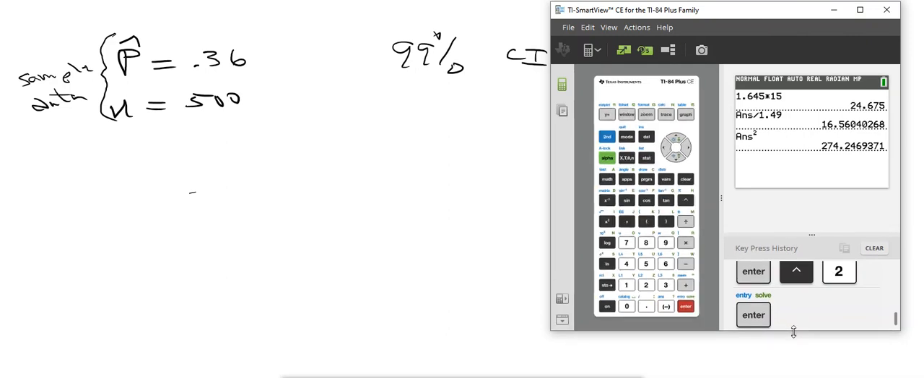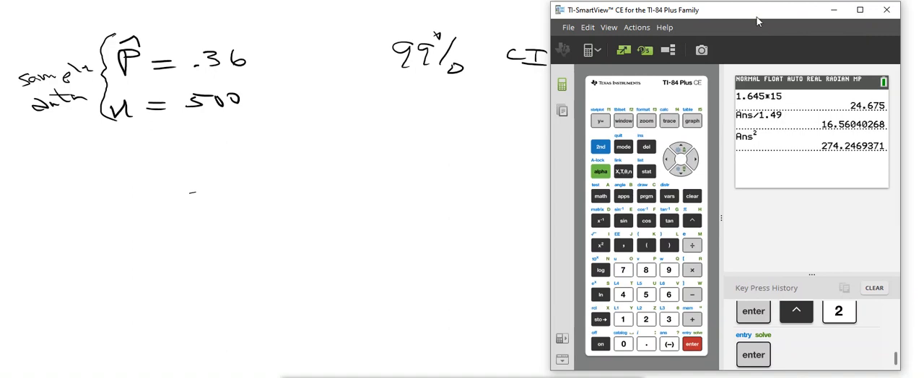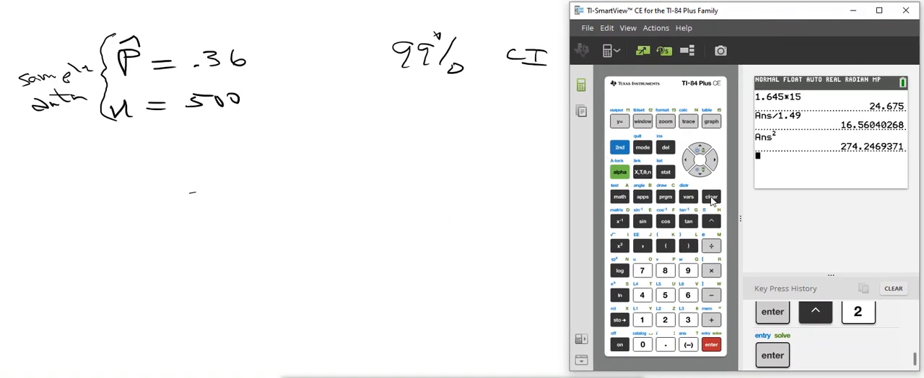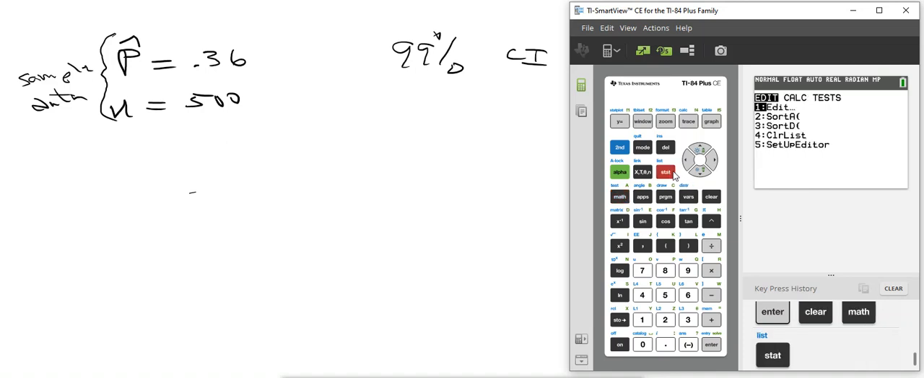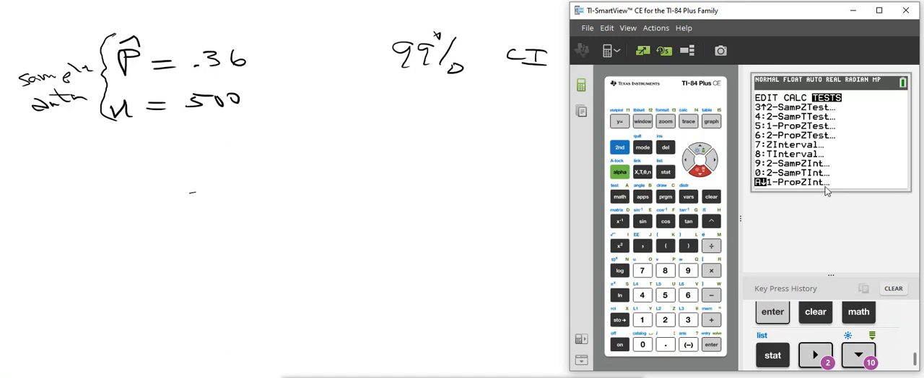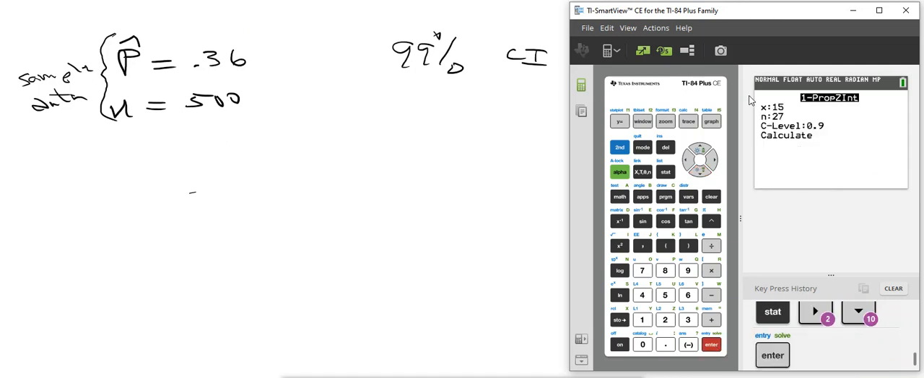So again, for a sample proportion, I go to stat tests. And I'm going to go down to one prop z interval. So since this is a proportion here, we go over here to the proportion z interval test. Now x is 15, n is 27. Let's see. Okay, well that's not it. We don't even have an x here.